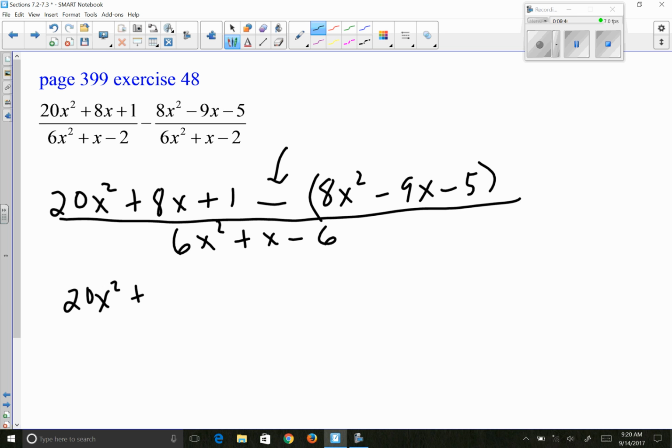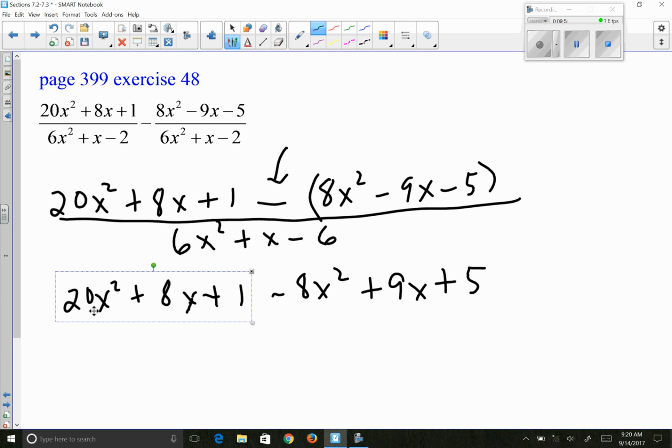20x squared plus 8x plus 1. Negative 1 times 8x squared is negative 8x squared. Negative 1 times negative 9x is positive 9x. Negative 1 times negative 5 is positive 5. All over the common denominator.